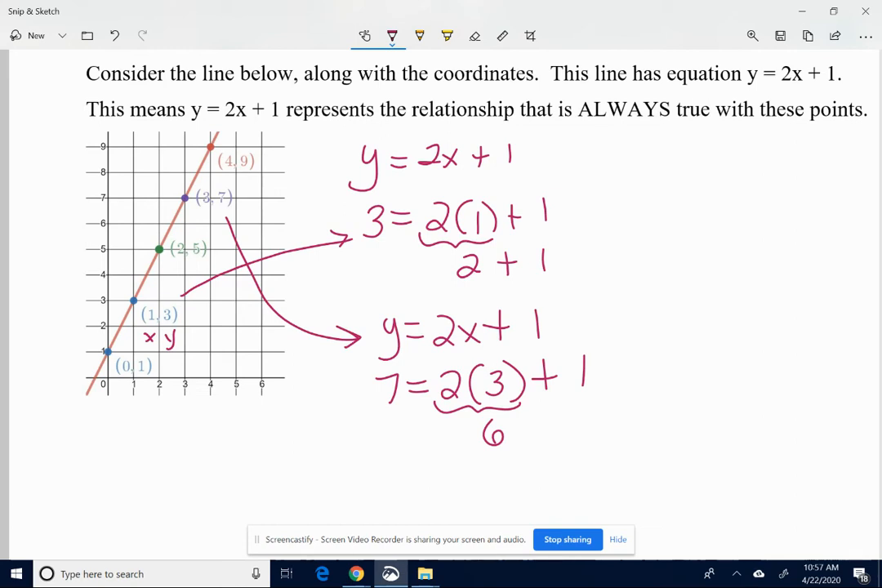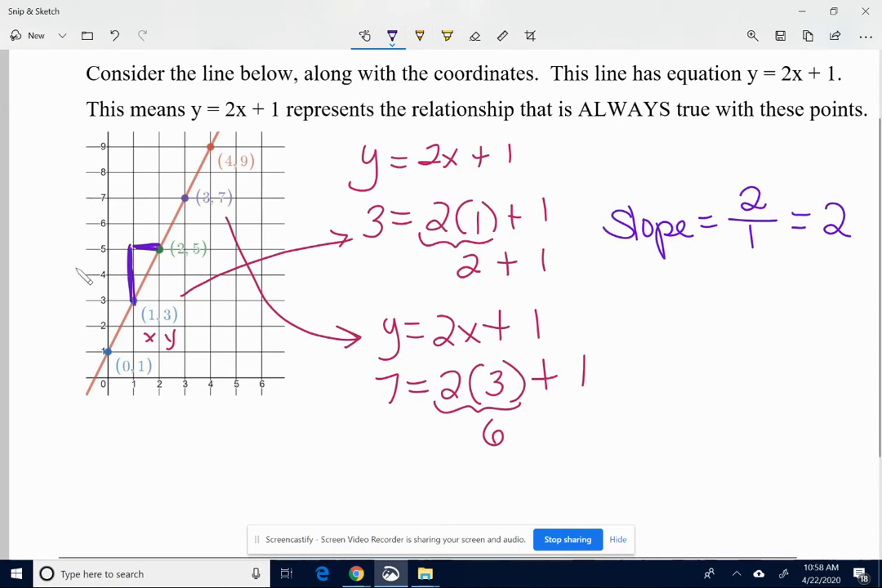Okay, and we're talking about slope and y-intercept. Really briefly here, the slope is how you travel from one point to another, rise over run. So my slope of this line is up 2 over 1. Up 2 over 1. My slope is 2. My y-intercept is where the line crosses the y-axis. This line crosses the y-axis at 1. So my y-intercept is 1.